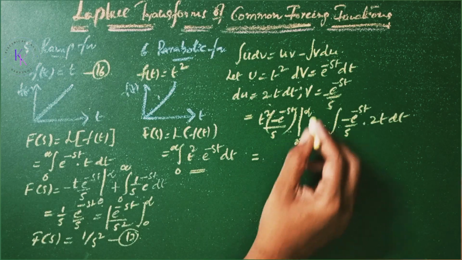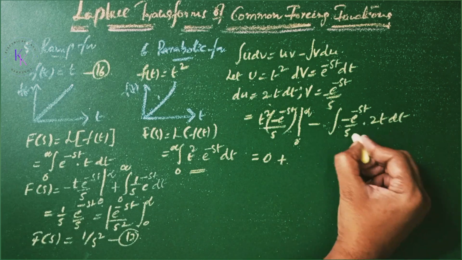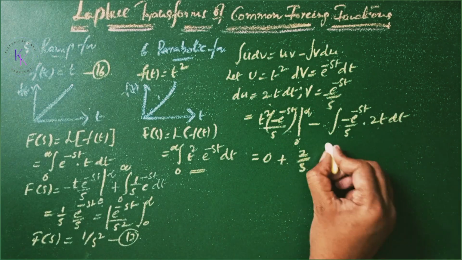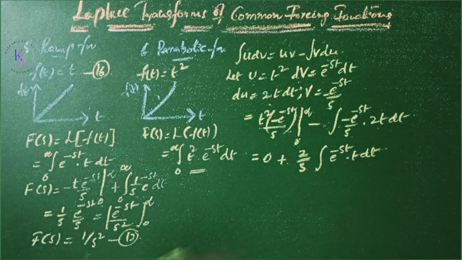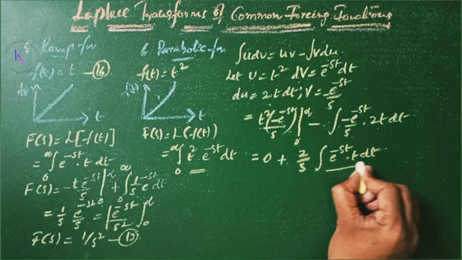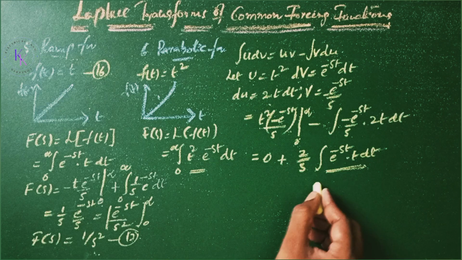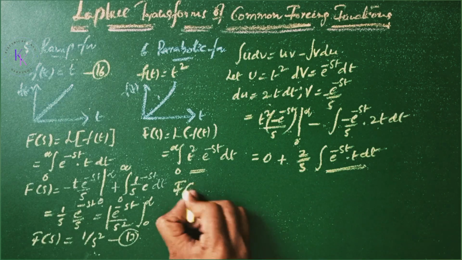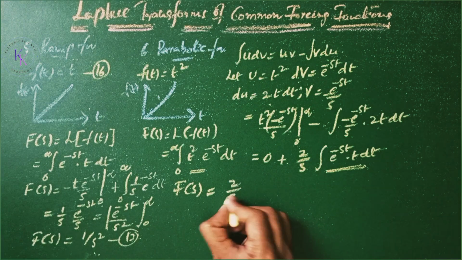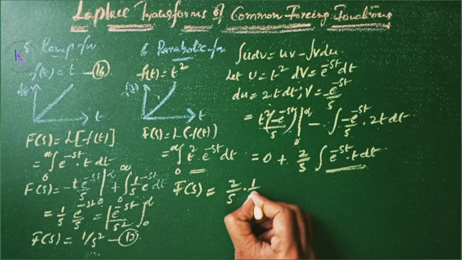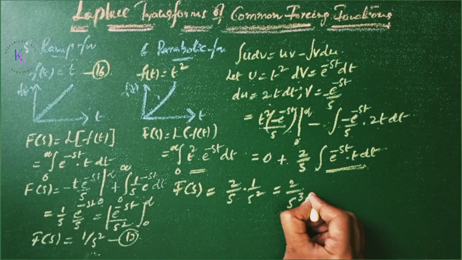Now if you substitute these limits, this will be a 0 value. So minus of minus, you'll be getting plus 2 divided by s times the integral of e power minus st times t dt. We have already found the Laplace transform of this value in the ramp function. We got 1 by s square. Now you can substitute that directly here. So F of s here for the parabolic function is given by 2 by s multiplied by 1 by s square. That equals 2 by s cube.